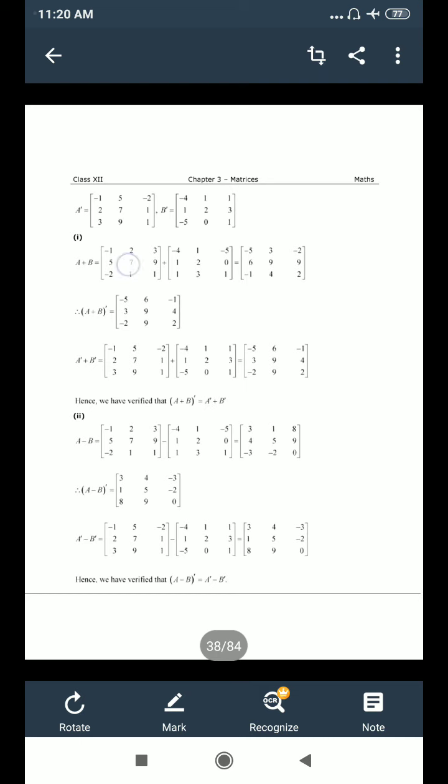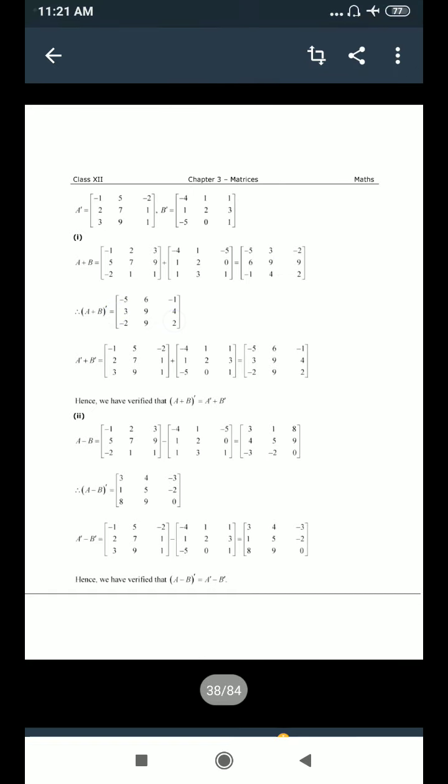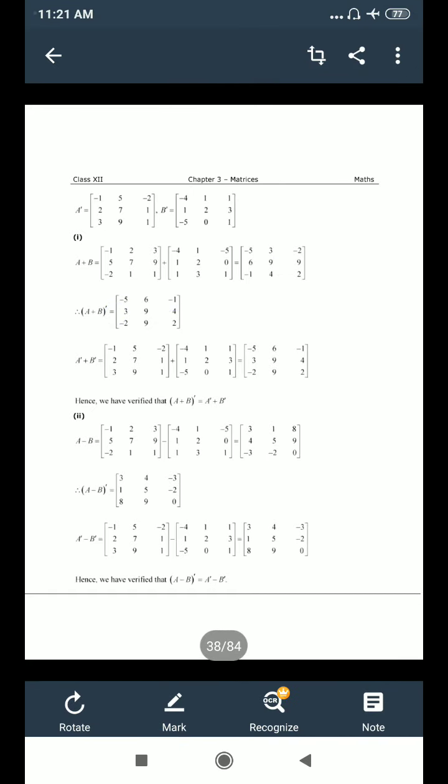So first we'll add A and B. You will get this as the result. You just add this. Add each individual element to the corresponding elements. A plus B, so we got A plus B is equal to this much. Now you take the transpose of this. While taking the transpose, this first row will become the first column, the second row will become the second column, the third row will become the third column. It is (A plus B) transpose.